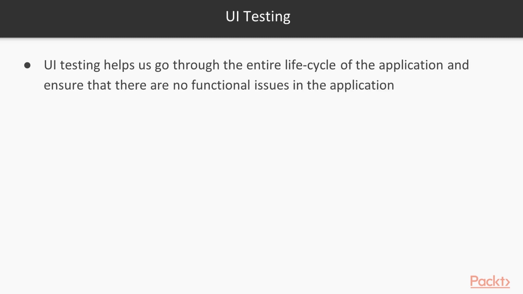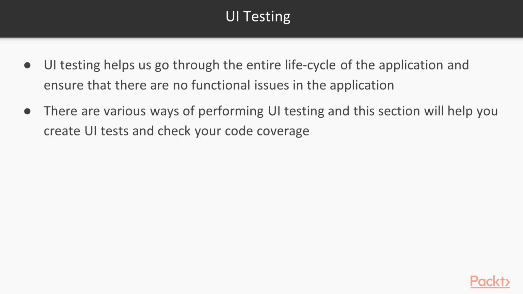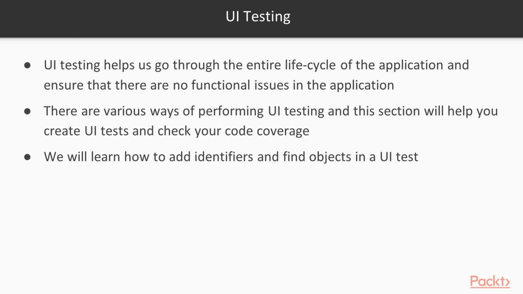In the next section, we're going to talk about UI testing. Now, UI testing helps us go through the entire life cycle of the application and ensure that there are no functional issues in your application. There are various ways of performing UI testing, and in this section, we will help you create UI tests as well as check your code coverage. We will also learn how to add identifiers to your objects and then find them within your UI test.